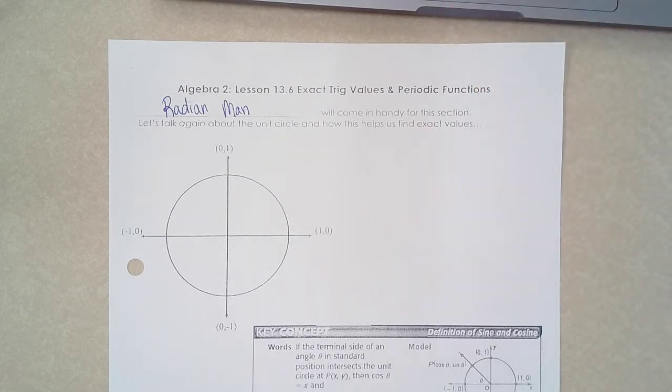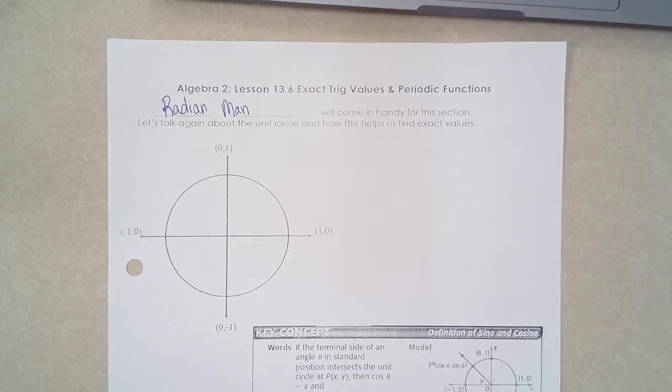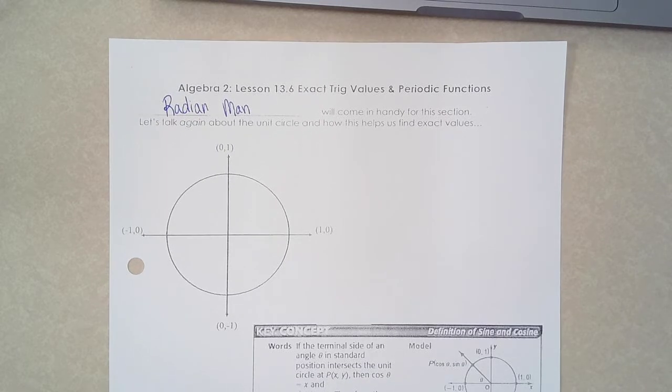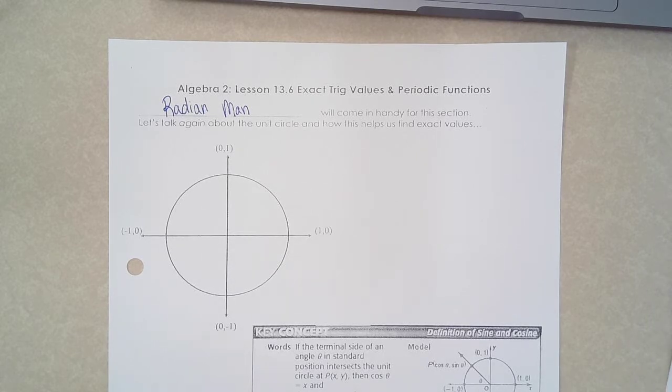Hey Algebra 2, here are the notes for 13.6 with exact trig values and periodic functions. Throughout this section, radian man will come in handy. We're going to start by talking about that radian circle, the unit circle with radian man. How does it help us find exact values?